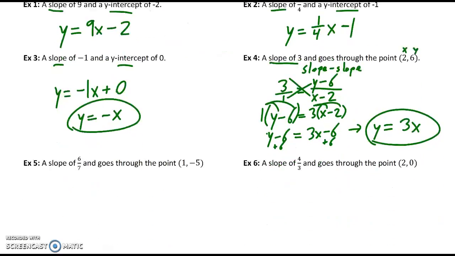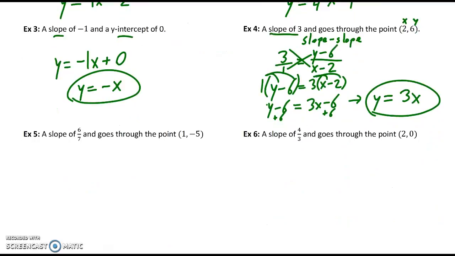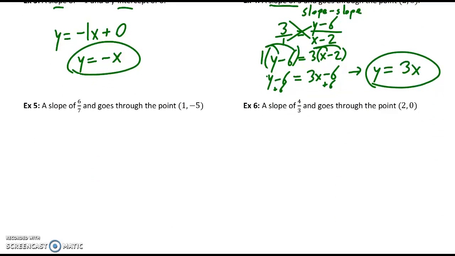What do you think of that? Slope, slope. It actually works out really well for us, okay? Especially when you have problems like this. A slope of 6 over 7, and it goes through the point 1, negative 5, okay? Again, fractions scare a lot of people, but not if you think about slope, slope.